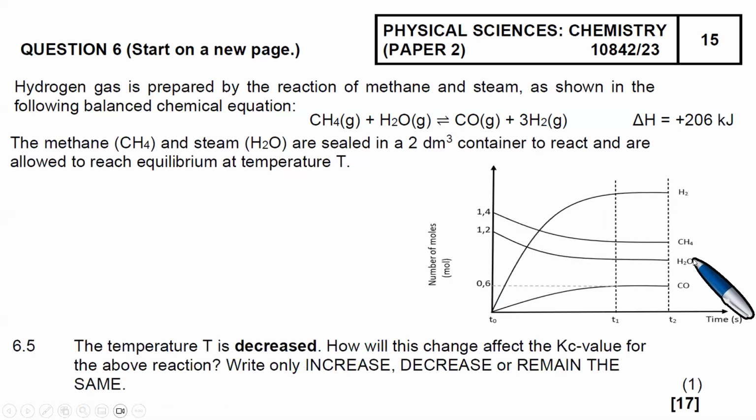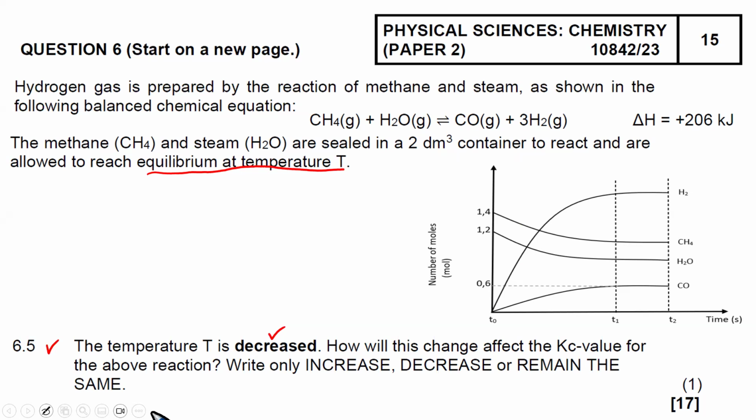Now, there is a change here, and the examiner is saying the temperature T is decreased. There's an equilibrium temperature that we recorded, but now the examiner is saying the temperature is made smaller. Somebody decreases the temperature. They make the system colder than before. How will this change affect the Kc value for the above reaction?